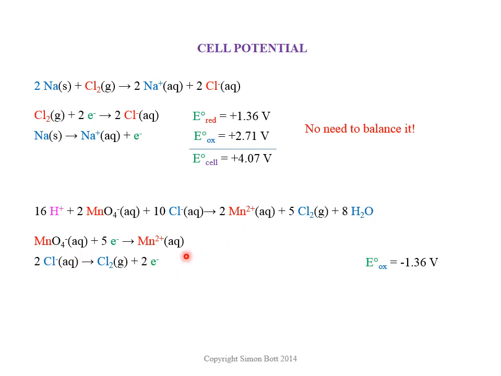However, even though this was the half equation that we used to balance the equation, when you look up tables of half equations, you'll see the full half equation. So we would not look up just manganese plus 5 electrons goes to Mn2+. We would look up, of course, permanganate plus 8H plus 5 electrons goes to Mn2+ plus 4H2O, and the reduction potential for that is plus 1.51 volts. What is E cell for this one? Plus 0.15.